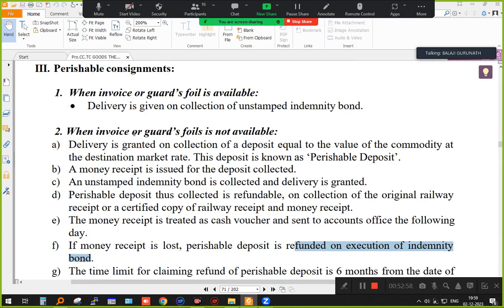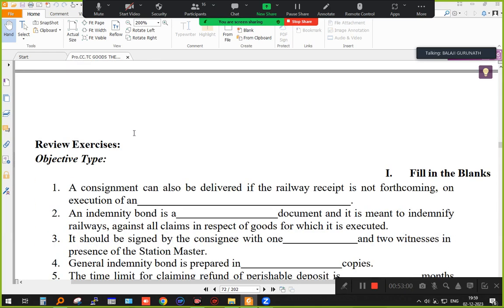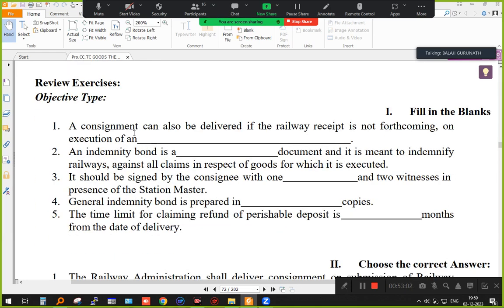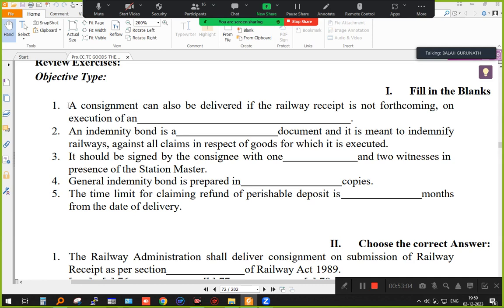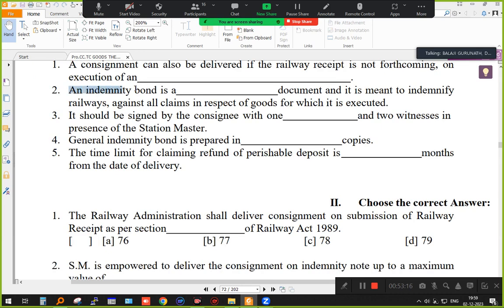Okay. Now this is about the delivery. We will take some questions. A consignment can also be delivered if the railway receipt is not forthcoming on execution of indemnity bond. Okay. An indemnity bond dash document.